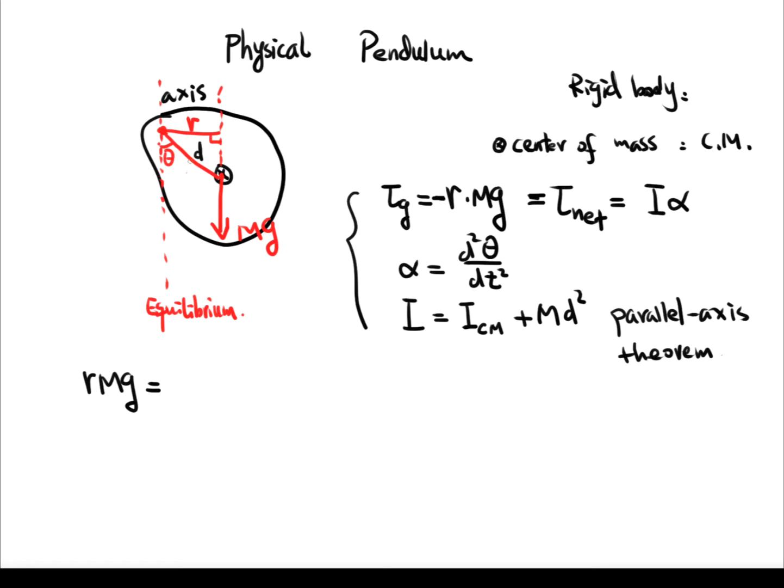Let's think about this relation. The d here is a constant. d is a fixed number as long as this axis is fixed and the center of mass is fixed at this location. But now R is given by d times sine theta. So that's the torque, and we need to add the negative sign here. That equals I times the second derivative of angle theta.